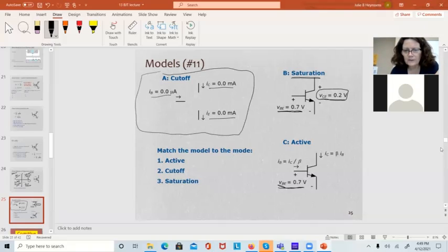And the active region is where you have this relationship with beta to the current. In the saturation, you don't get to use those equations, but you get this added bonus of you know what VCE is.